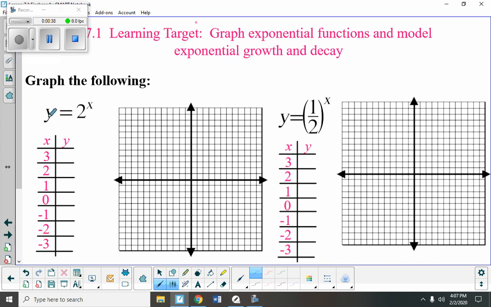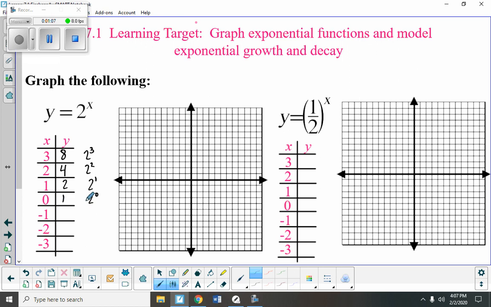This first one is y equals 2 to the x. So notice the x is the exponent, so it's an exponential function. If we substitute in 3 for the x, 2 to the third, that is 8. If we substitute in a 2, 2 squared is 4. If we substitute in a 1 for the x, we have 2. If we substitute in a 0, anything to the 0 power is 1.